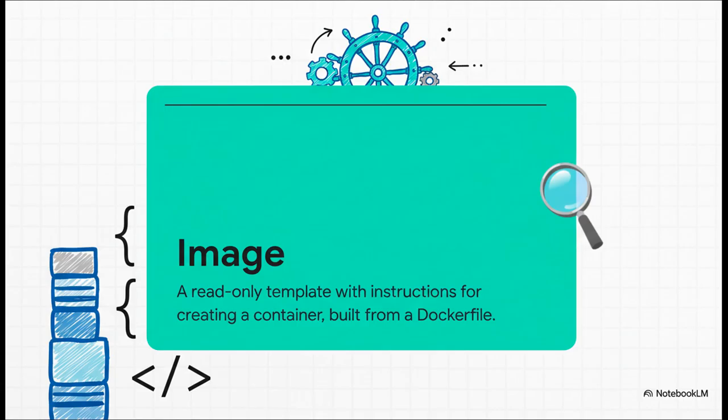So what happens when you give that Dockerfile recipe to Docker? It follows the instructions and bakes an image. Think of the image as the finished, perfectly packaged cake mix. It's a read-only template that has everything bundled up inside. Your application, the code, the libraries, all of it. It's a frozen-in-time snapshot. You can't change it, but you can ship it anywhere, and that's the key. This is your master blueprint.